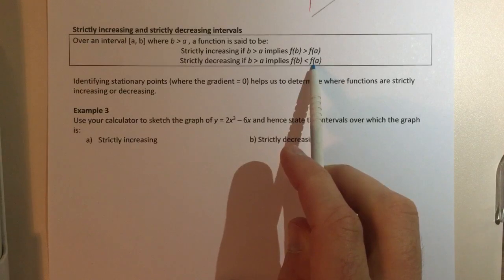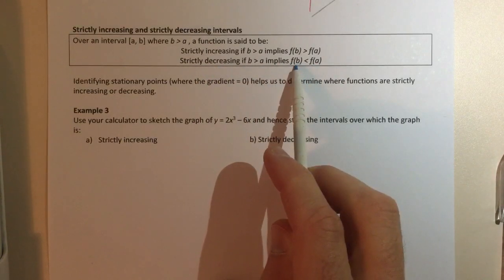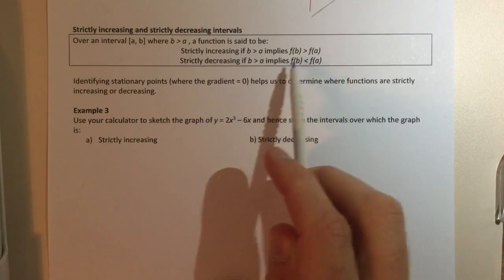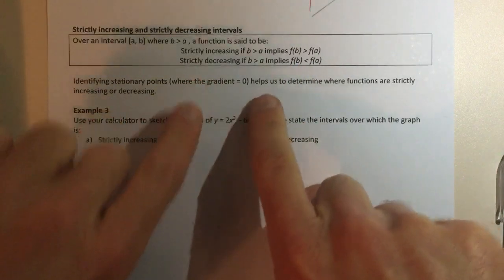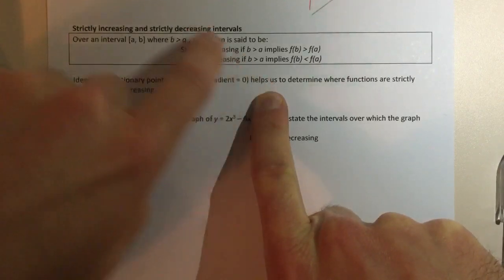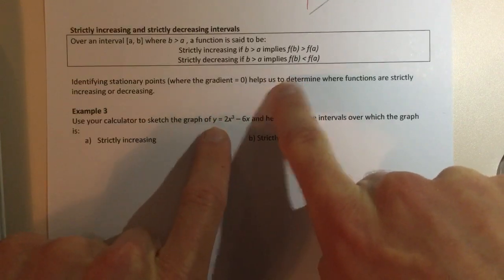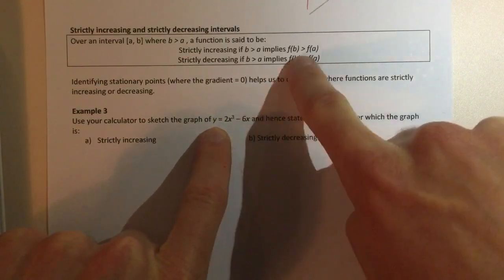The second one says that if b is greater than a implies that f of b is less than f of a, then we've got an interval that's strictly decreasing. And really all that means is that the value to the right is less than the value to the left. If that was happening, value to the right here, value to the left here, well, the graph must be going down, right? Whereas in that first case, the value on the right was bigger, so the graph must be going up and be increasing, okay?